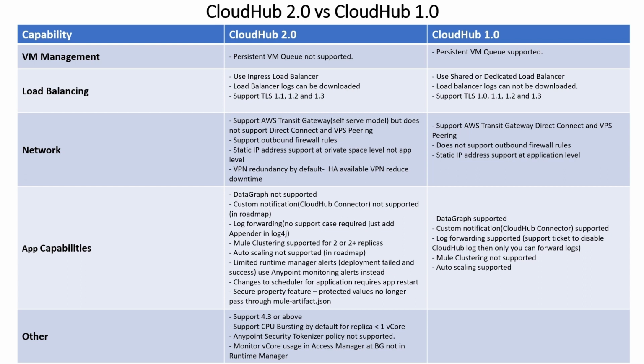In this slide, I will highlight the difference between CloudHub 2.0 and CloudHub 1.0 features. CloudHub 2.0 does not support persistent VM queue. We can use the Anypoint MQ instead, or we can use any other external MQ. Persistent VM queue is not supported in CloudHub 2.0.